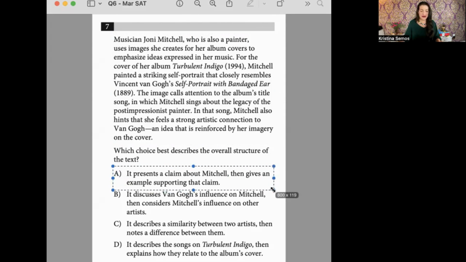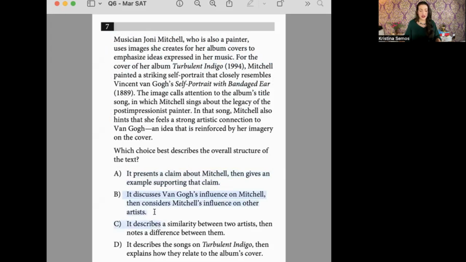It presents a claim about Mitchell, then gives an example supporting that claim. That's literally what I said, but that is what we're talking about, right? She's a painter, and this first sentence says she creates her own album cover to emphasize ideas expressed in music. It then goes into detail about one specific one and the meaning of it. So that one's pretty darn good. I like it. I need to read the rest to see if something's better.